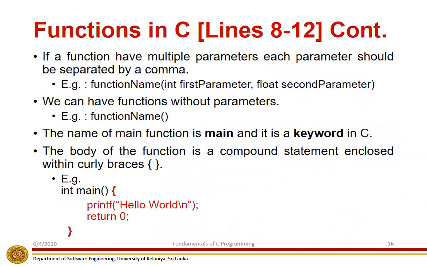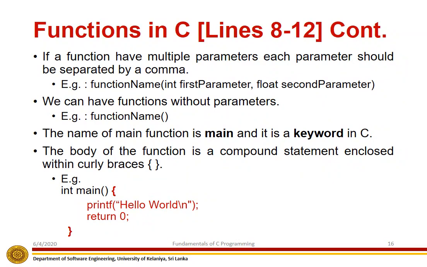If a function has multiple parameters, each parameter should be separated by a comma. For example, if you want to pass two parameters, one int and one float, then you can write the function name and inside the parentheses int first parameter, comma, float second parameter. Int means integer type parameter and float means decimal value parameter.